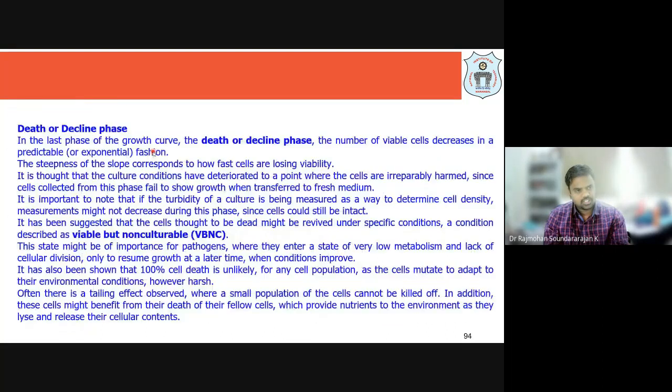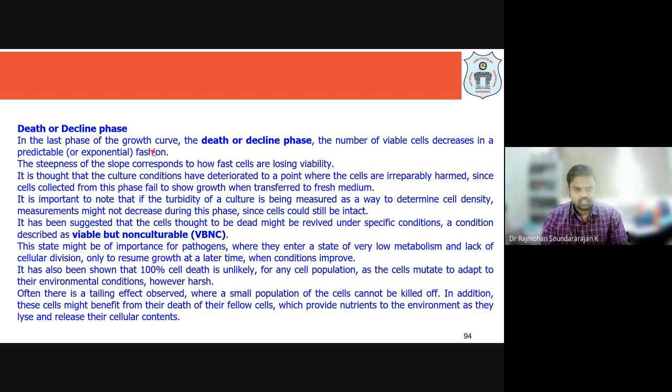After this stationary phase, we are going to have a death or decline phase. This is the last phase of the growth curve, as we have seen. In the final phase, the number of deaths is more than the number of new cells formed. So the number of viable cells decreases in a predictable, exponential fashion, and the steepness of the slope corresponds to how fast the cells are losing their viability. It is thought that the culture conditions have deteriorated to a point where the cells are irreparably harmed, since cells collected from this phase fail to show growth when transferred into a fresh medium.